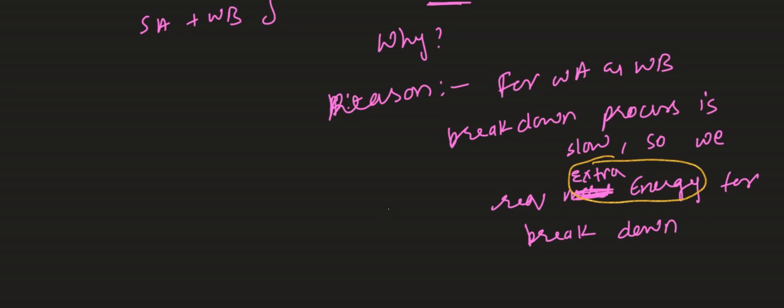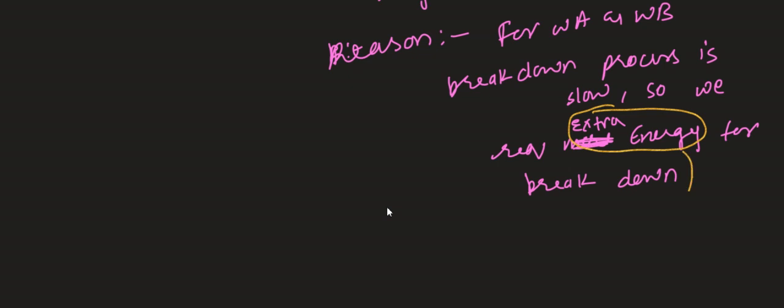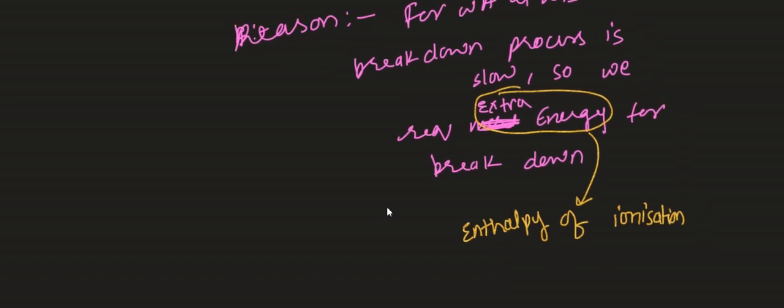Whatever extra energy we require for this breakdown process, that energy we call by one name, which is nothing but enthalpy of ionization. That extra energy we should call enthalpy of ionization, or you can even call it enthalpy of dissociation. Clear till here?